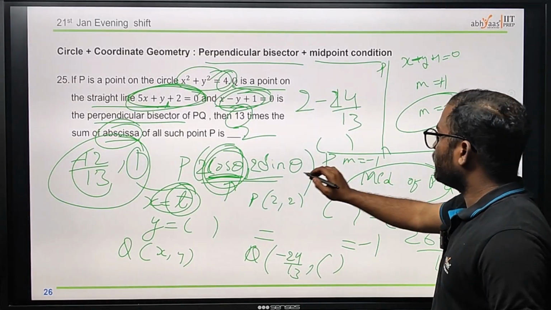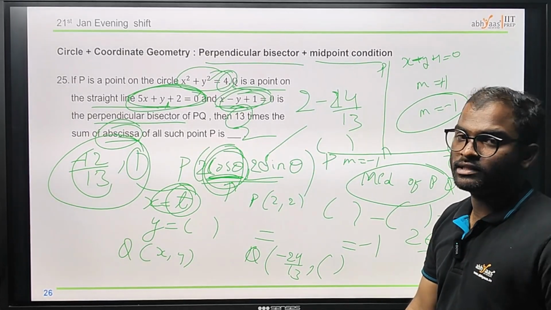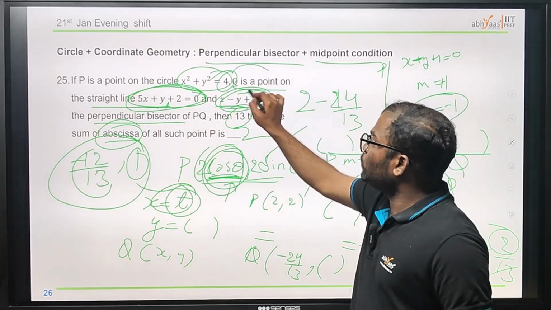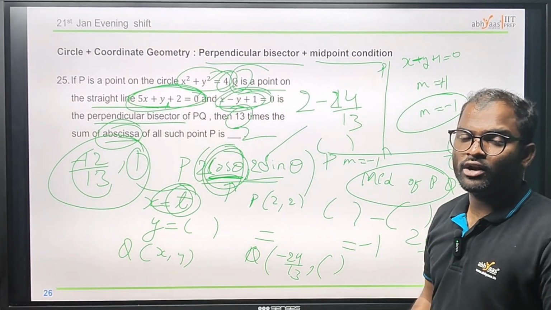We just have to assume this point by the parametric equation, and we can easily solve this one. But first we have P and we need to find Q. Just assume the t, in order to find that one.